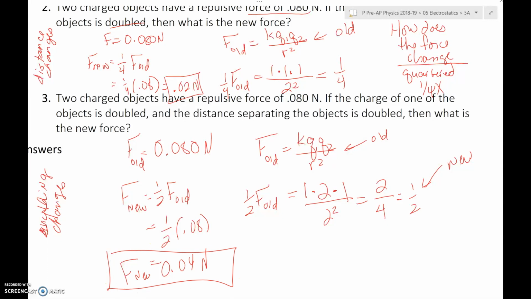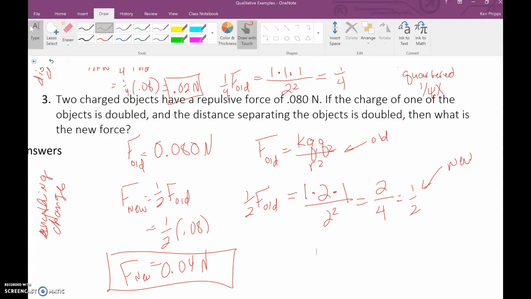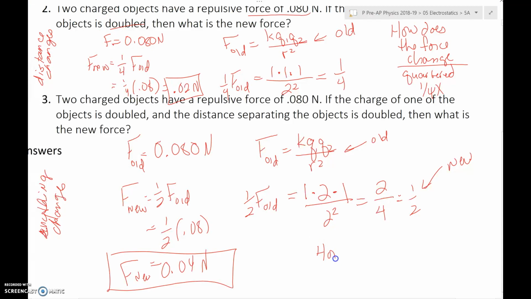And the other question would be, how does the force change? It's halved, cut in half, anything like that. So with a question like this, they either ask you, how does it change? Or what is the new value? One or the other. And that covers it.